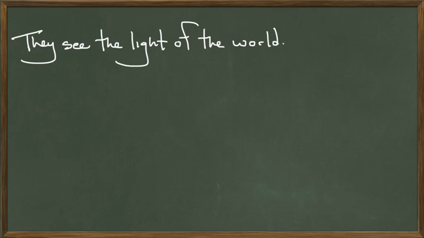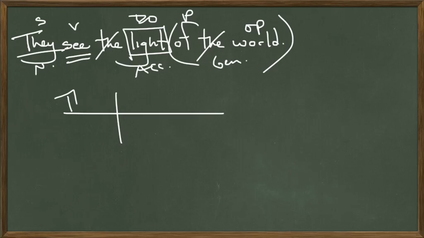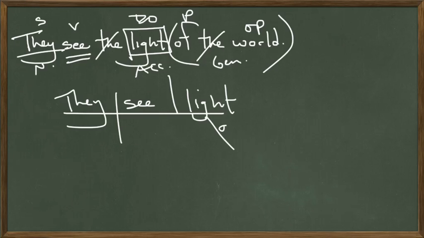They see the light of the world. This one we actually can diagram because we have a subject and a verb. They, subject of the sentence, nominative case. What do they do? They see, verb. What do they see? They see the light, direct object, accusative case. Of, preposition. Of whom or of what? World, object of the preposition. Of the world, prepositional phrase, genitive case. The, article adjective. The, article adjective. Okay. They see the light of the world.